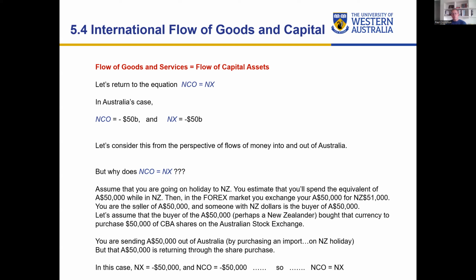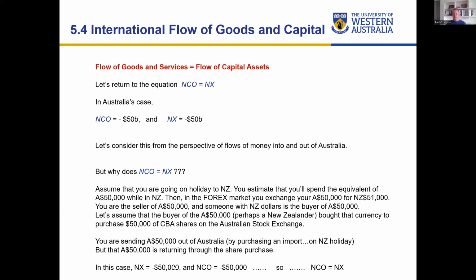Well, you've just imported $50,000 worth of New Zealand holiday. So NX, which is X minus M, where M is imports, is going to be minus $50,000, which is what I've got down here.